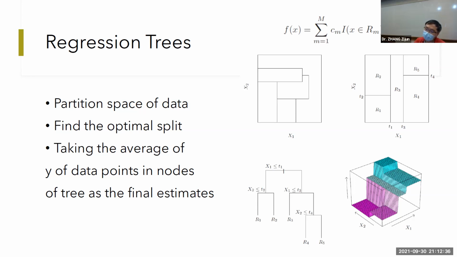But what you do is when you do the split, each of the nodes will have an average value of the response variable. So regression tree basically does the partition of the space of the data and finds the optimal split. And how can the optimal split be obtained? This is obtained by taking the average of Y of data points in the nodes of the tree as the final estimates. Okay.